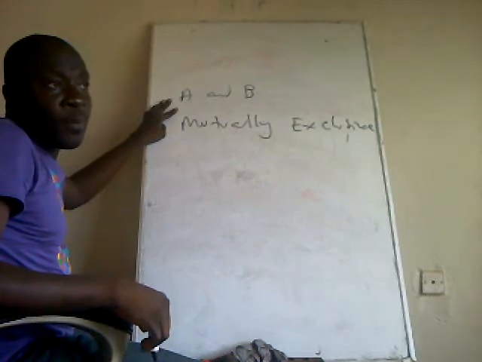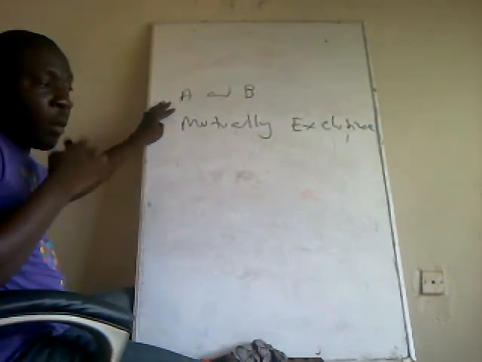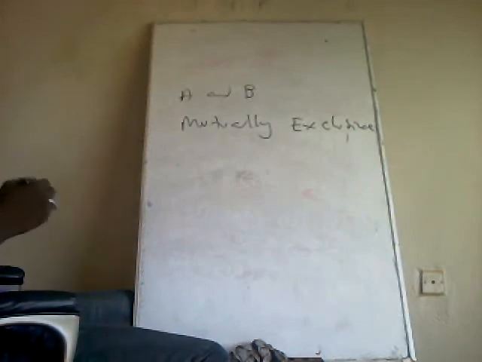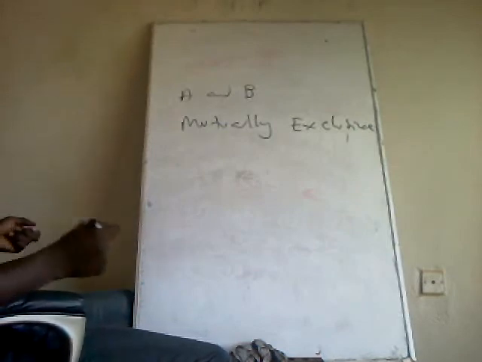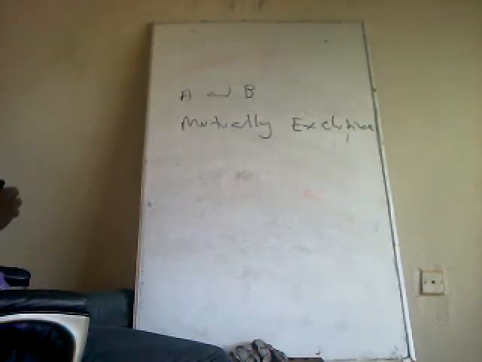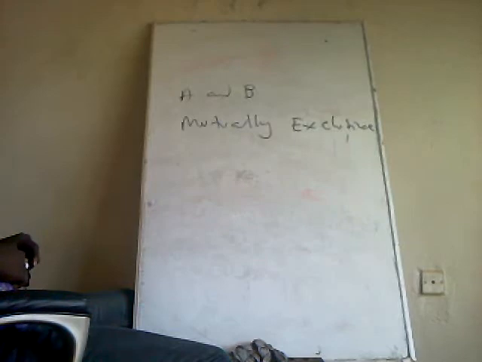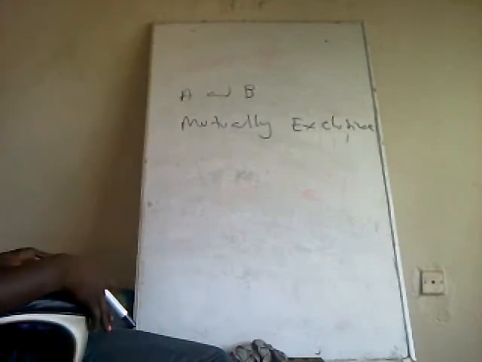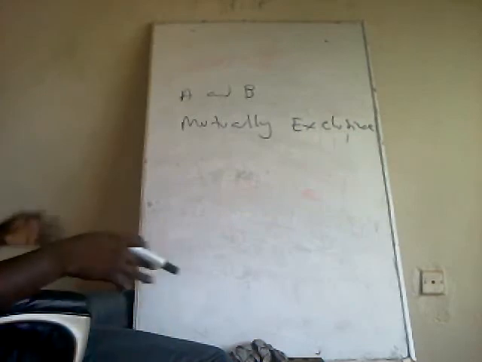Like for example, somebody lying down and somebody walking at the same time. If you are lying down, you cannot walk at the same time. So lying down and walking is mutually exclusive. You can't play football at the same time as playing basketball. You understand? They are mutually exclusive.